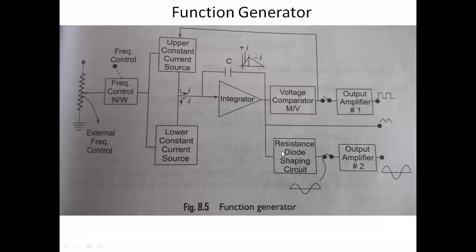Here the triangular wave slope will change. See here, up to this the triangular waveform and sinusoidal waveform slope is the same. By applying the resistance diode network, the slope of the signal will change at the peak value. After that, again it is producing a linearly decreasing value. Like this, a sinusoidal signal shaping circuit is usually fed from the triangular waveform. So like this, we can produce the three types of output waveforms by using a function generator.